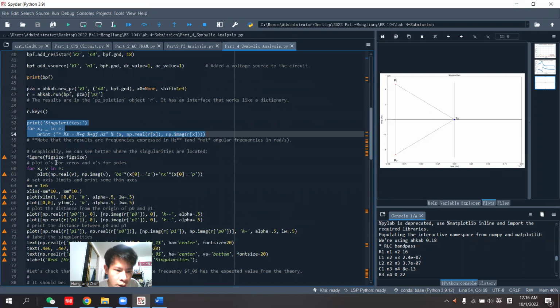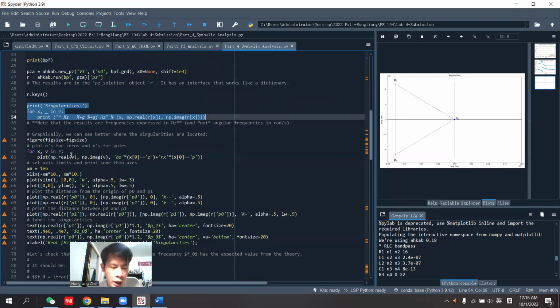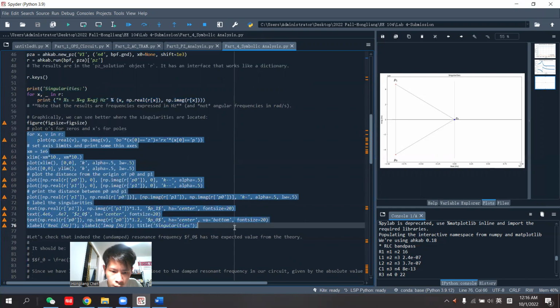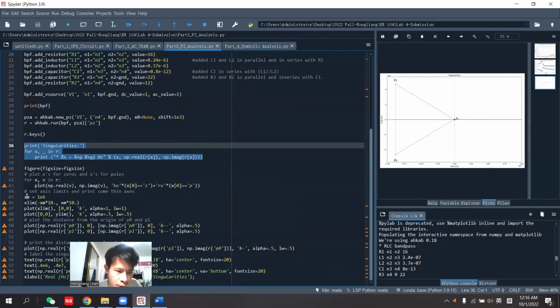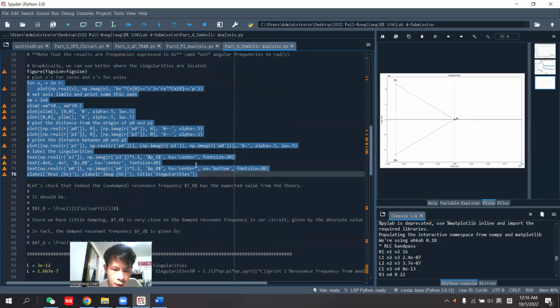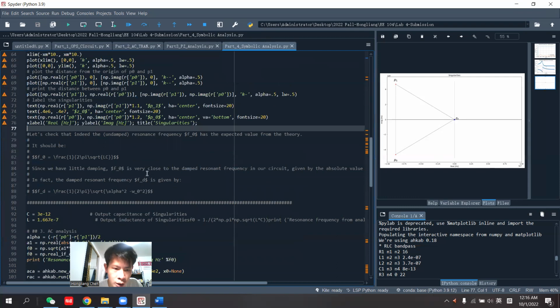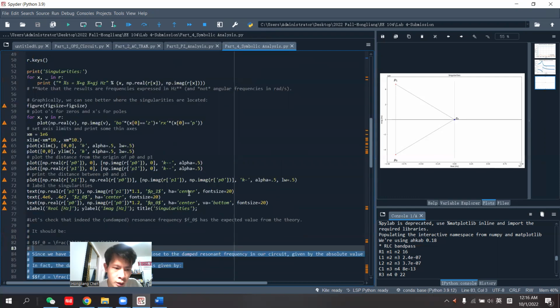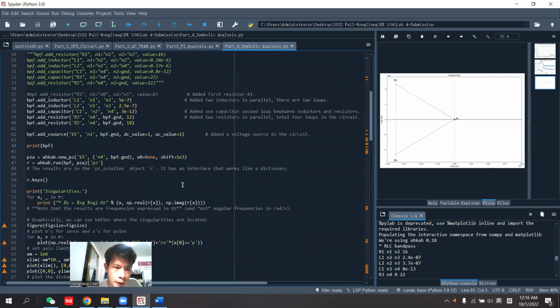Then for the next one, in order to plot the location of the poles and the location of the zeros, I actually have the same Python code here, which is the same as part 3. So all this part here is to generate the poles and zeros and plot their locations.